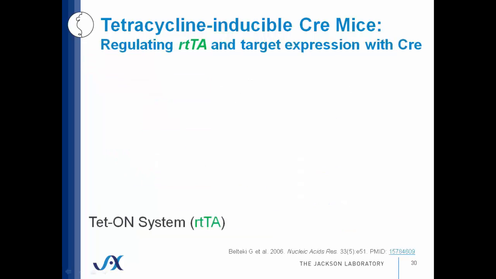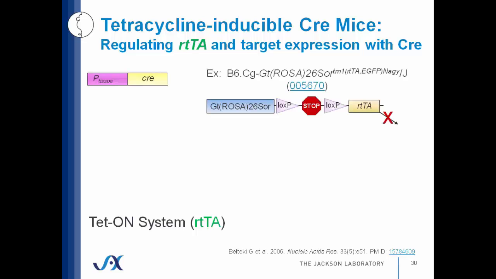You can also use the Cre system in conjunction with the tetracycline inducible system to use Cre to actually turn on RTTA expression or TTA. So again, you have your tissue-specific Cre, and then you have a strain that, say, has a widespread promoter like GT Rosa, driving expression of RTTA, but expression is blocked by a LOXP flank stop cassette.